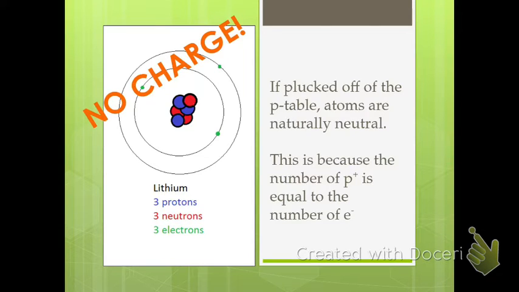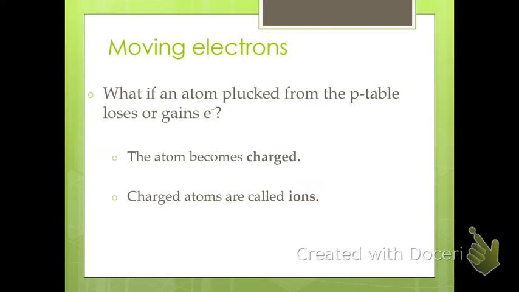So because they cancel each other out, they have no charge, or these atoms have no charge. But what if we plucked an atom from the periodic table? What if it loses or gains electrons? Well, the atom then becomes charged, and charged atoms are called ions.